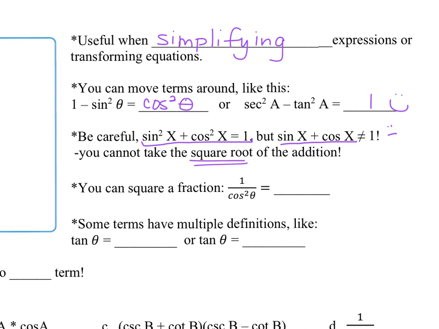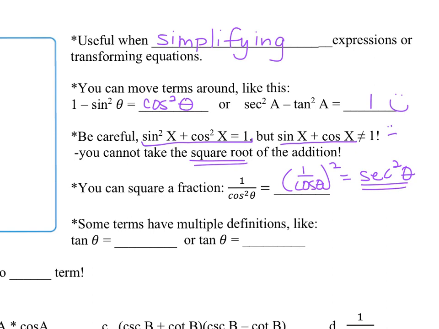However, you can square a fraction. 1 over cosine squared would be the same as 1 over cosine quantity squared. And 1 over cosine is equal to secant. So this would be equivalent to secant squared theta. So that means 1 over cosine squared theta is equal to secant squared theta.